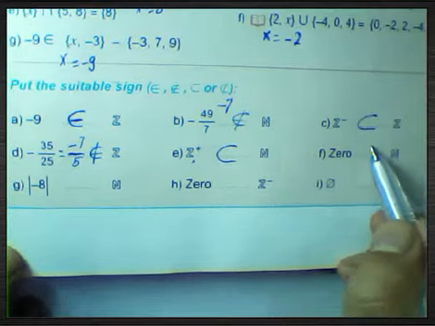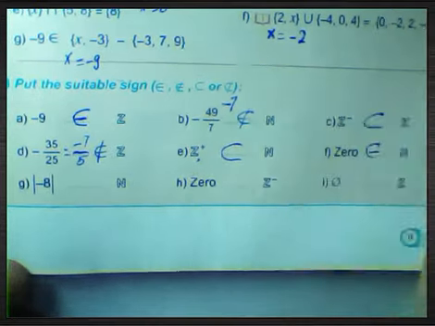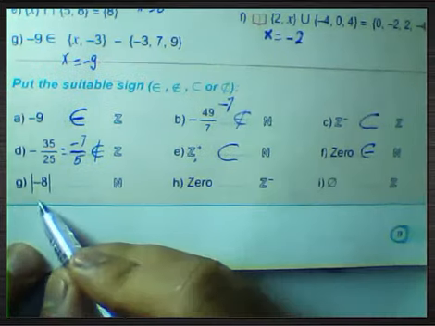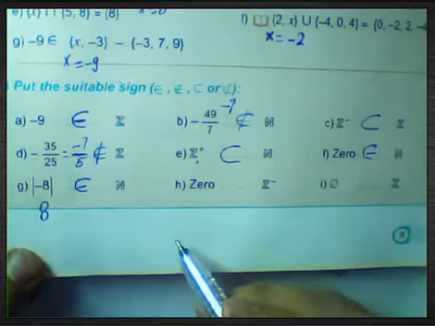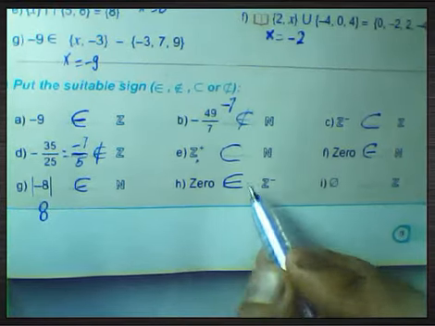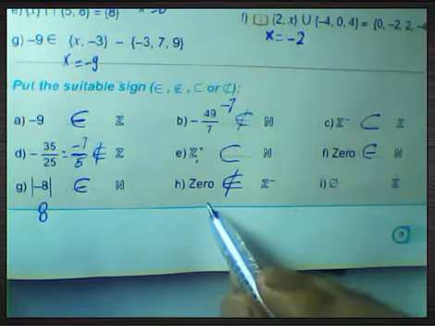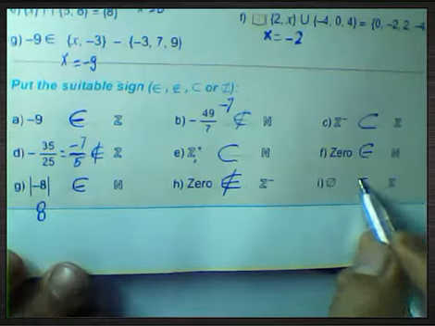0 belonging to, because it's an element of the natural numbers. The absolute value of negative 8 equals 8, so the result will be 8 belonging to the natural numbers. 0 not belonging to Z negative, or negative integers, because 0 is neither negative nor positive. The empty set is a subset of any set.